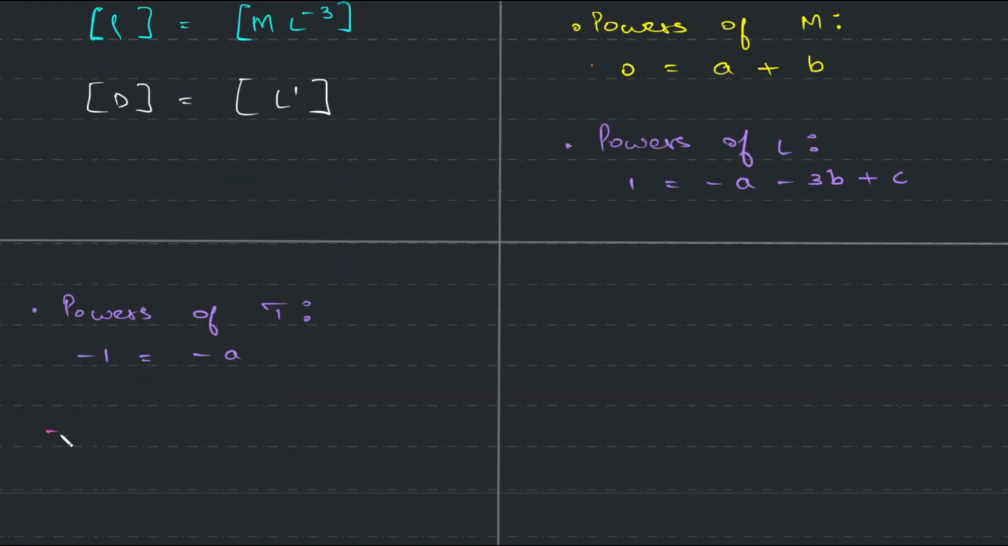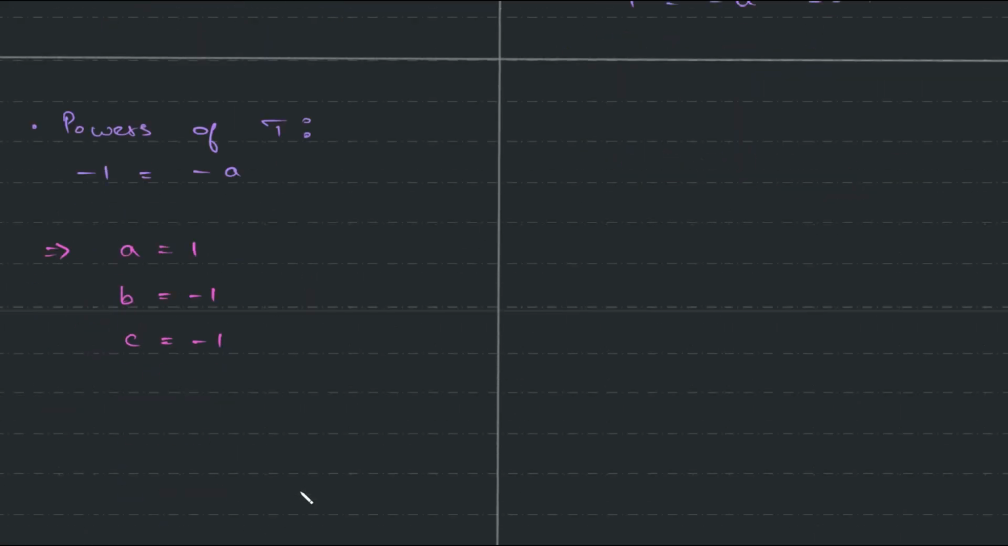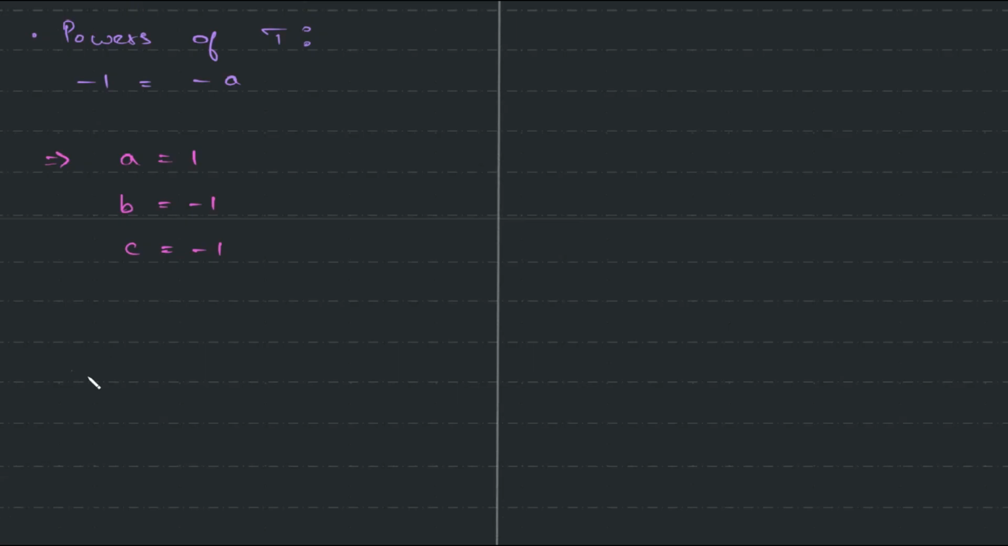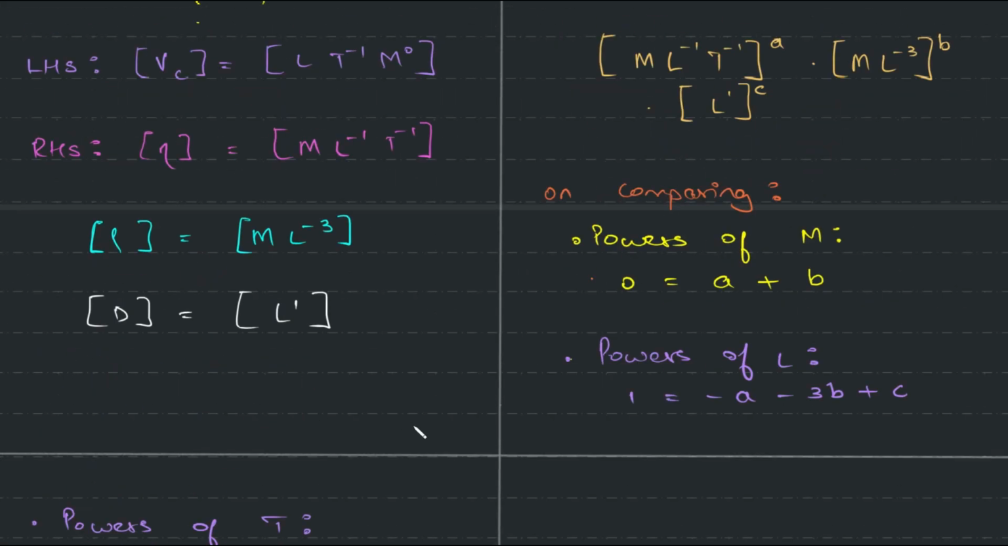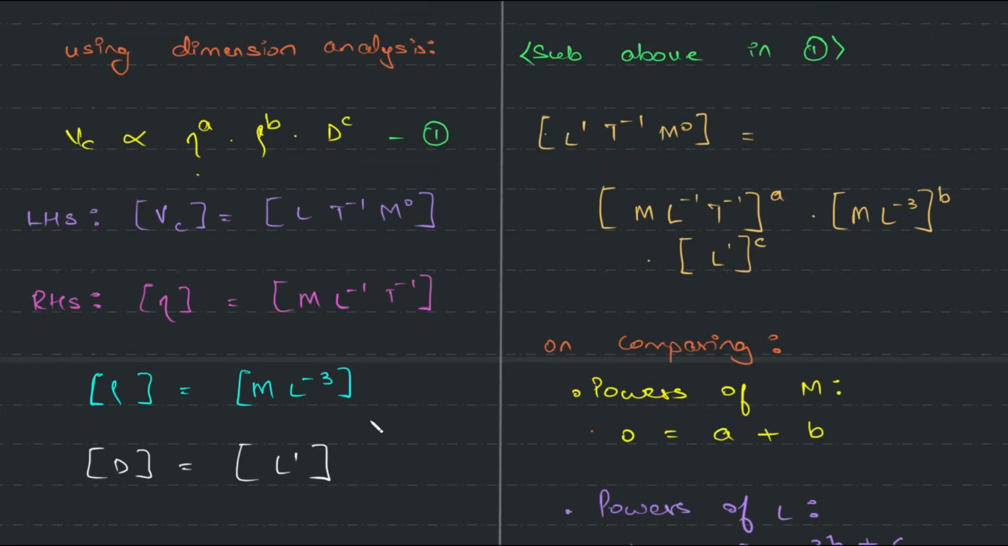So from solving this, what do you get? A is 1, B will be minus 1, right? And C will be, if this is 1 and this is minus 1, this will be 2, and if I send it across, it will be minus 1. And of course, this reflects our commonsensical point that it is proportional to rho and D. It has to be so. What did you start with?